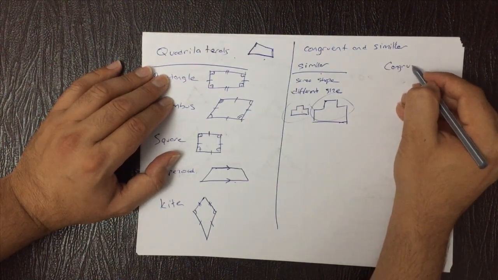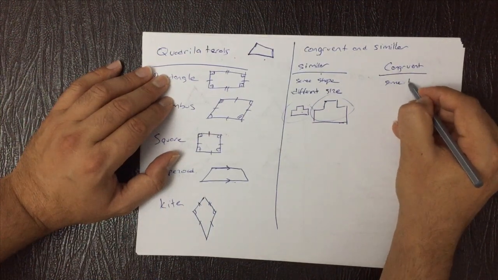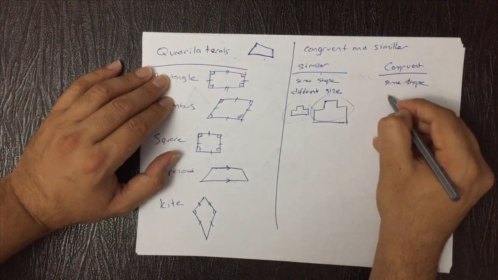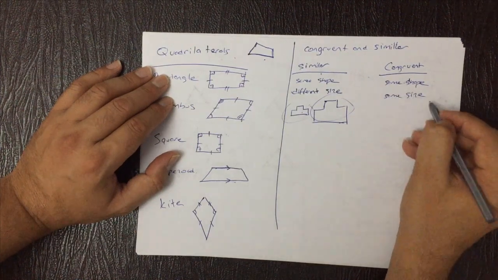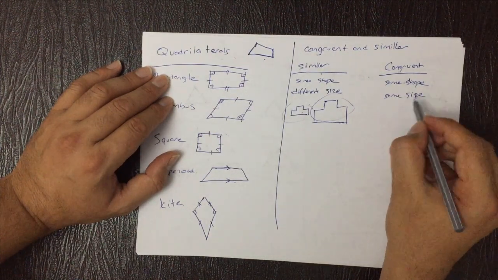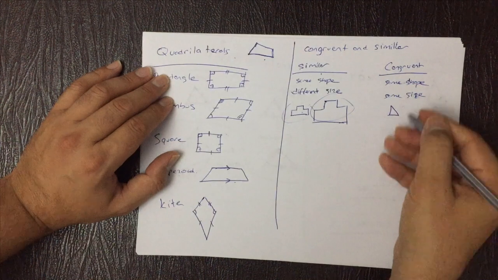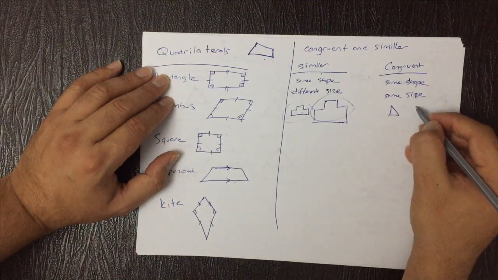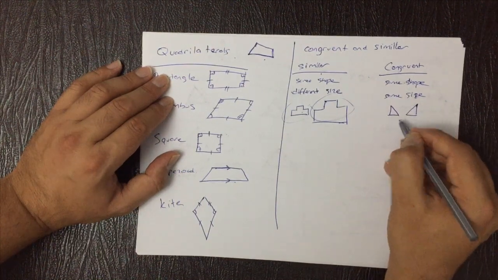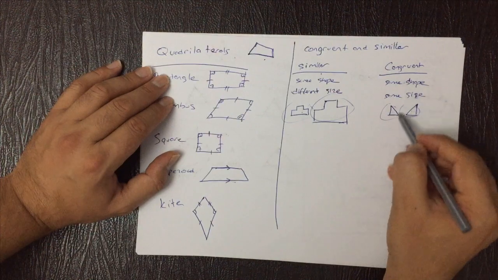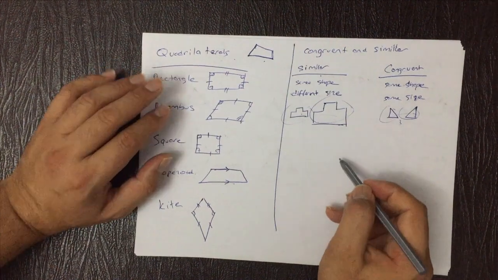Okay, so what about congruent? Same shape and same size. So you can do it like that. One shape you can draw, and the other shape you can also draw, but with the same size. Look, sizes are the same, so shapes are the same. This is congruent. So similar is different size, just one bigger or one smaller.